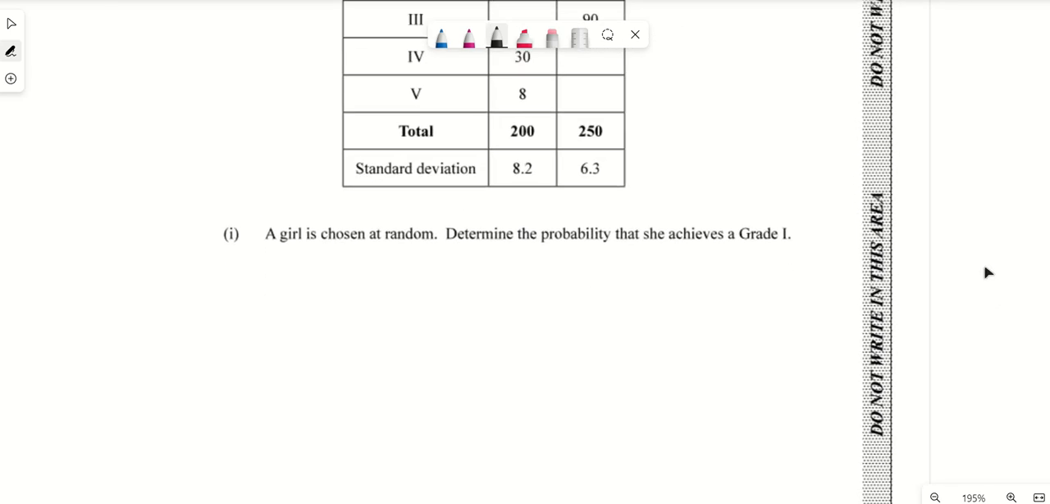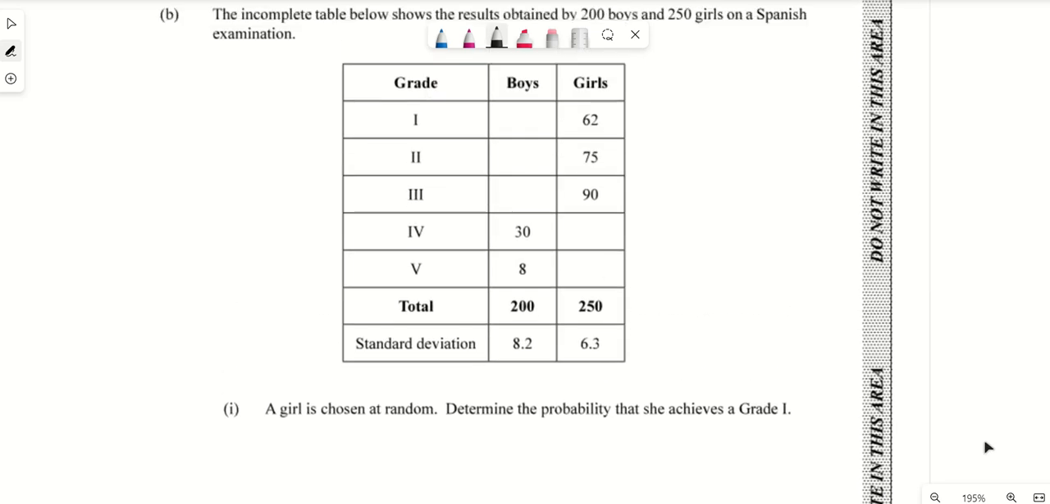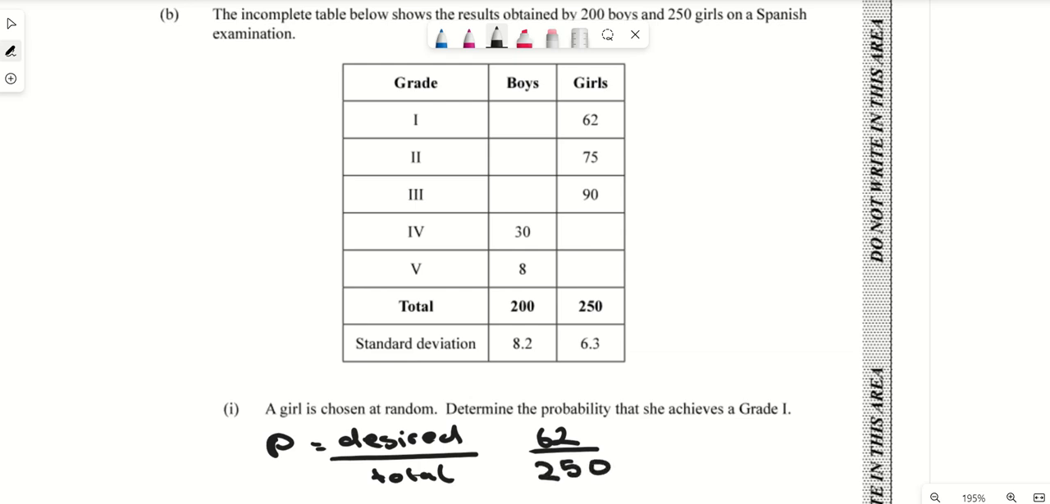They said a girl is chosen at random, determine the probability that she receives grade 1. So we're looking at girls, and we know probability is your desired divided by your total. And my desired for girls that have grade 1 is 62. And my total for girls, we cannot look at boys, for girls is 250. So it is 62 divided by 250.